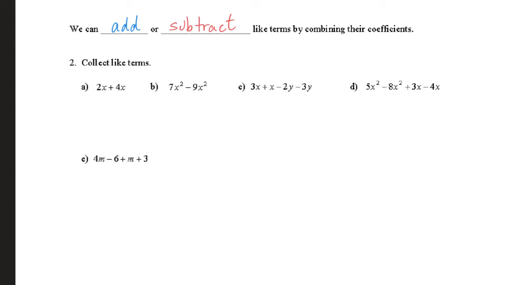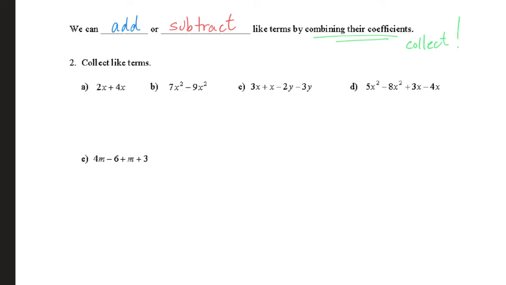Now, if we can recognize like terms, then let's actually go through and let's be able to collect them. And so what we're going to do is we're going to deal with some operations. Let's add and subtract some like terms. How do we do it? We just combine their coefficients. So you're going to hear me use the term collect all the time. So let's take a look at problem 2.